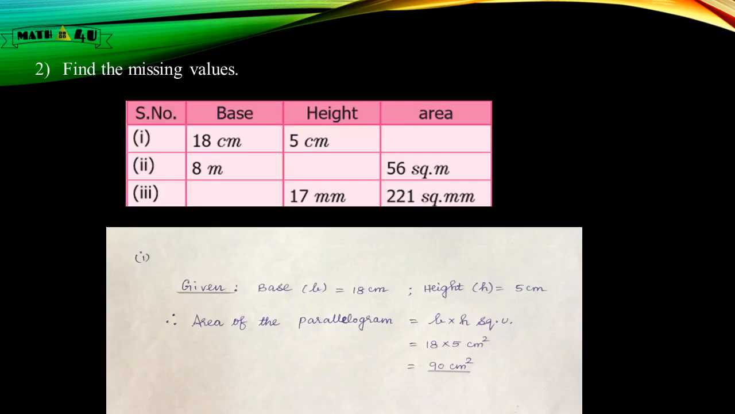Find the missing values. Here a table is given and some values are missing. We are going to find the missing values. First sum: base 18 centimeter, height 5 centimeter. You are asked to find the area of the parallelogram. We know that area of the parallelogram is equal to base into height square units. Here base is 18, height is 5. 18 into 5 centimeter square, that is equal to 90 centimeter square.